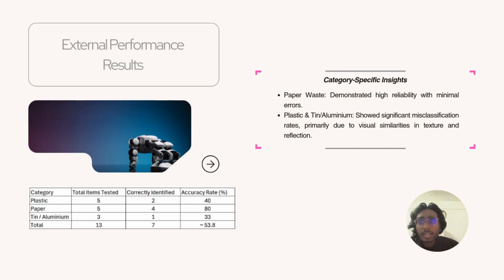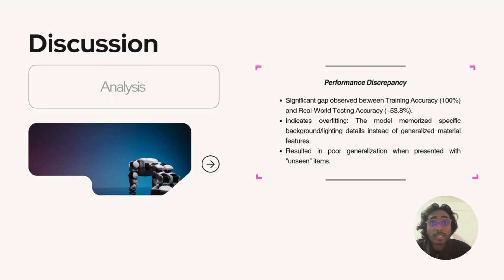The last is category-specific insights. Paper waste demonstrated high reliability with minimal errors. Plastic and tin or aluminium showed significant misclassification rates, primarily due to visual similarities in texture and reflection. Now on to the part of discussion.